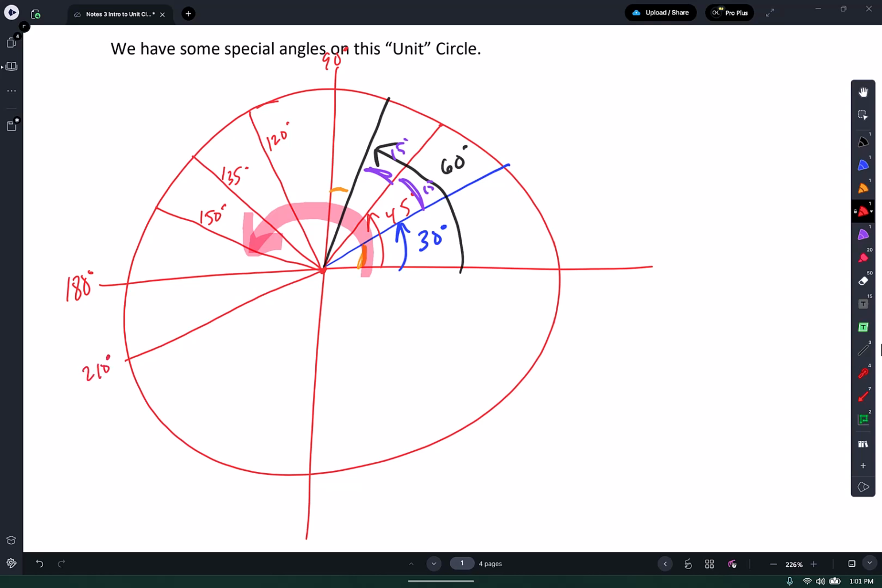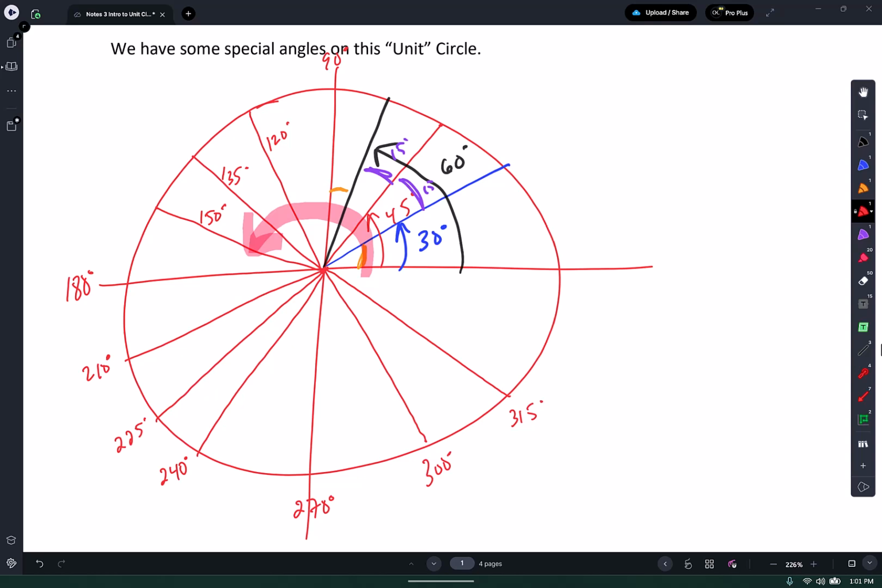What's 180 plus 30? 210. You're good. 210 plus 15? 225. 225 plus another 15? 240. 240 plus 30? Okay, that one we should know already, right? The 270 no matter what. 270 plus 30? 300. 300 plus 15? 315. 315 plus 15? And then finally, when you do a full revolution, that's how you can verify that you did everything correct. So the gaps between the axes are 30-degree gaps, and the gaps in between those are 15-degree gaps. Cool or not cool?